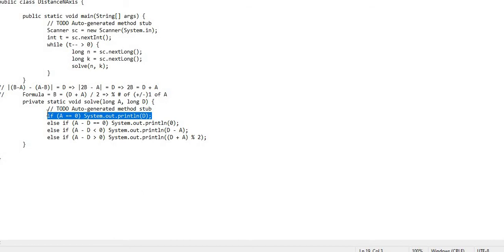For example, if A is 0 and D is 1, then if we put these values inside our equation, 1 plus 0 is 1. If we divide it by 2, the modulo always gives us the value 1, because 1 mod 2 is 1. So if we consider it that way, or if we place the point directly at the difference location, again it will give us the same. So that's why whenever A is equal to 0, I am just printing the value of D.